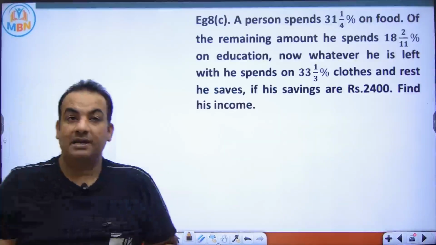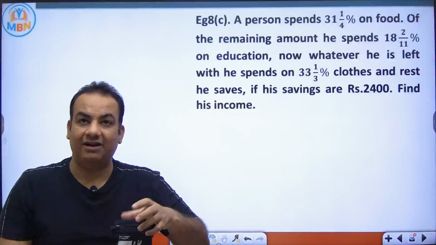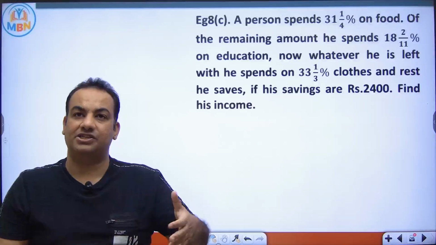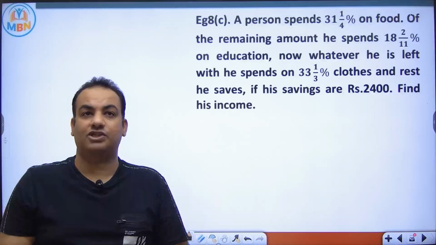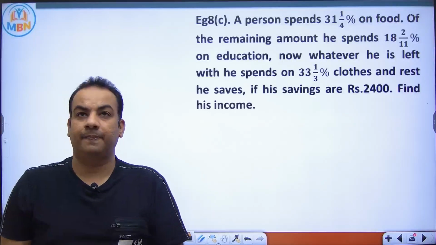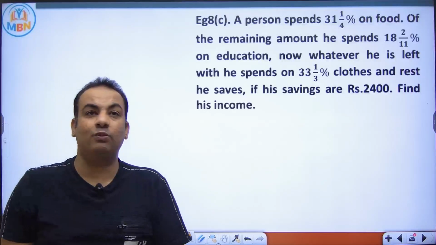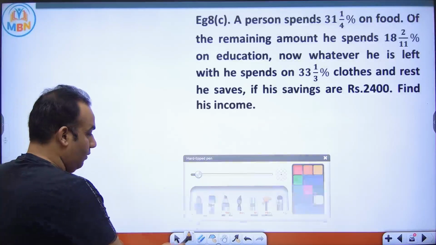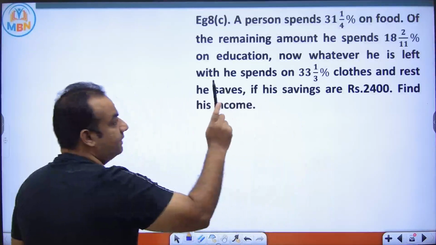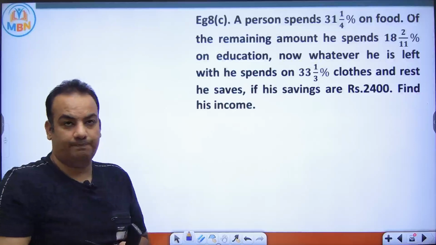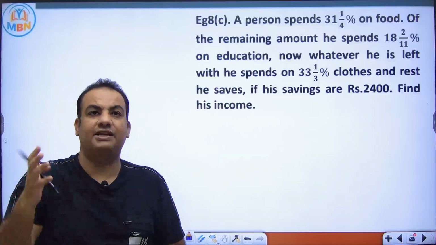Now see, the same concept, but now the values are slightly complicated, in fractions. So pause the video, try this question yourself and then look for the solution. A person spent 31 1 by 4%. Now what is 31 1 by 4%? Now if it clicks to you, then it is very good.